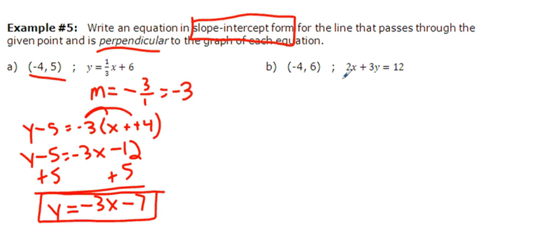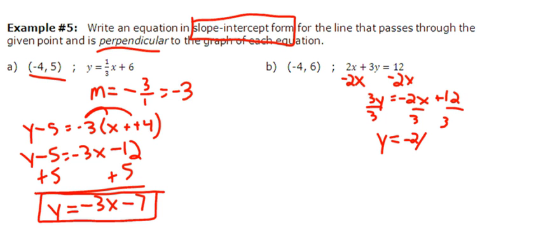So this one I got to solve for y first. So I have 3y equals negative 2x plus 12. Divide by 3. I have y equals negative 2/3 x plus 4. So in this case, again, my line's perpendicular, so I need opposite reciprocal slope. So since it is negative, my slope is positive. Since it was 2/3, I flip the fraction, it becomes 3/2. So my slope is positive 3/2.